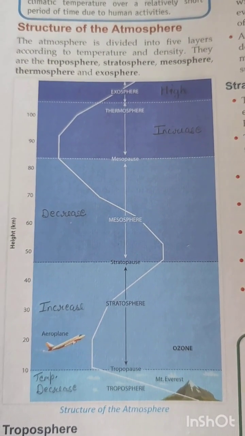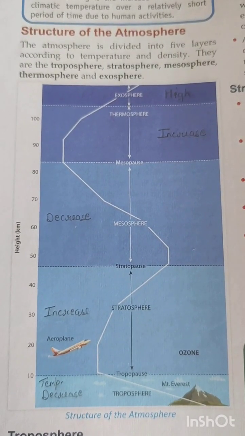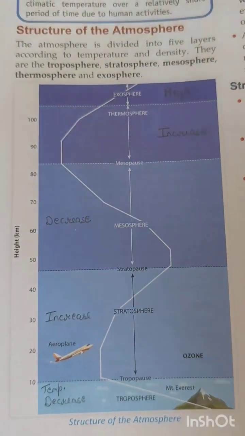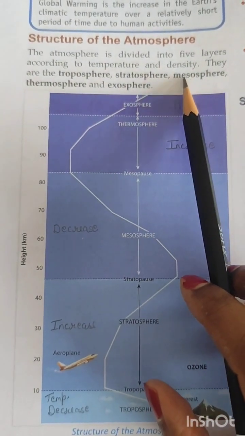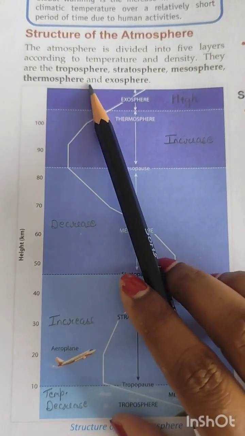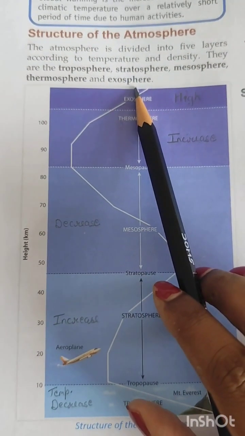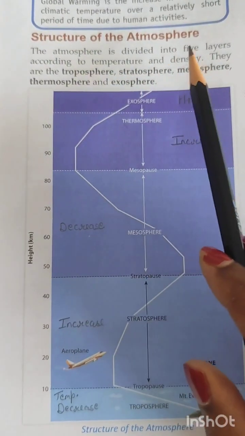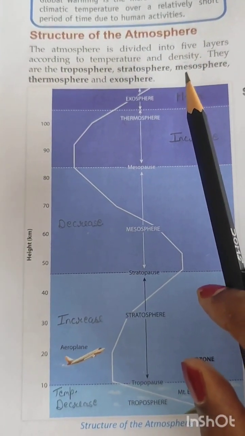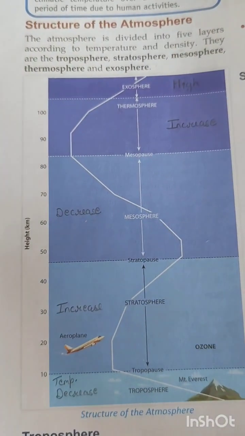So continuing with the air chapter, today I am going to tell you about the structure of atmosphere. The atmosphere is divided into 5 layers based on temperature and density. These layers are troposphere, stratosphere, mesosphere, thermosphere and exosphere. Now look at this diagram.